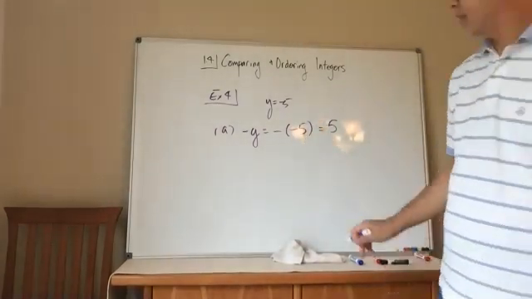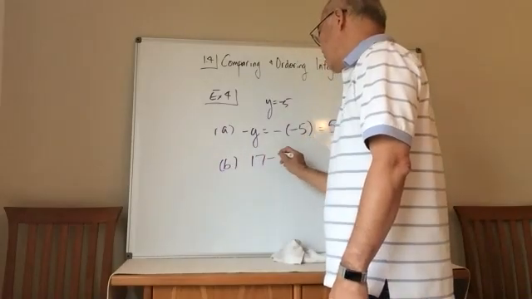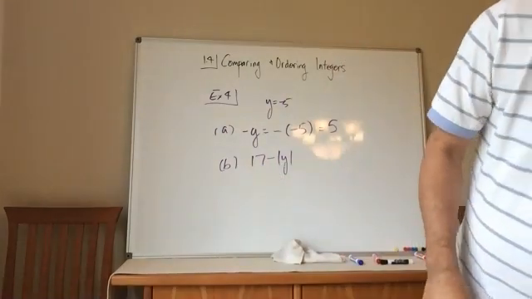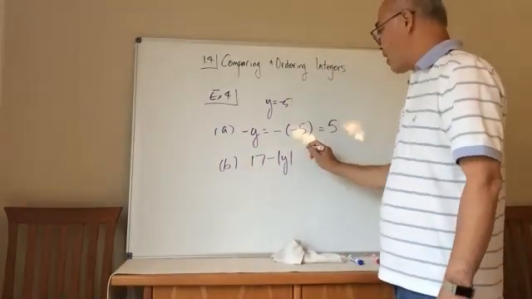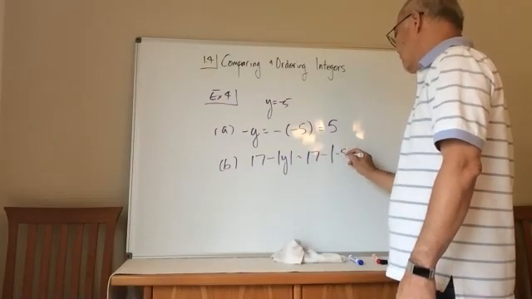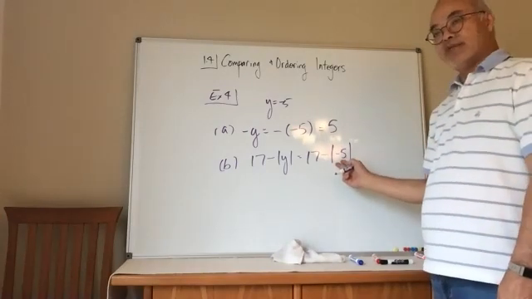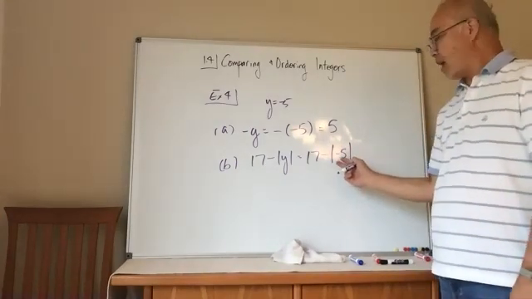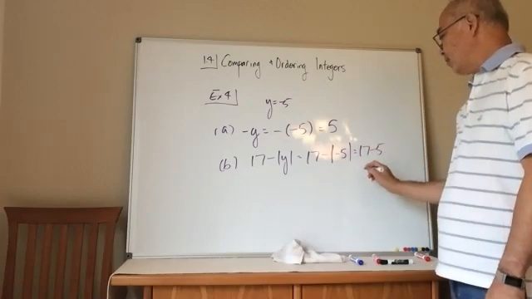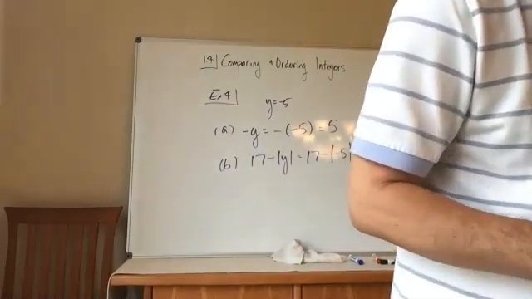B, 17 minus the absolute value of y. So where y is, I'm going to put negative 5. So I'm going to get 17 minus the absolute value of negative 5, as such. And the absolute value of negative 5 is 5. So this becomes 17 minus 5, which is 12. Right? Okay.